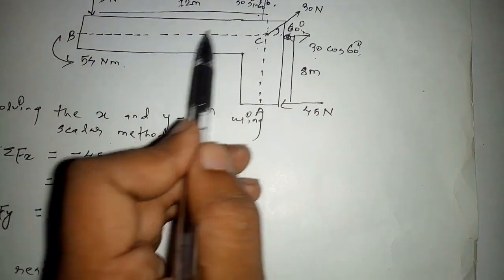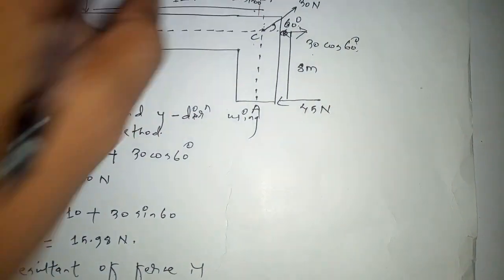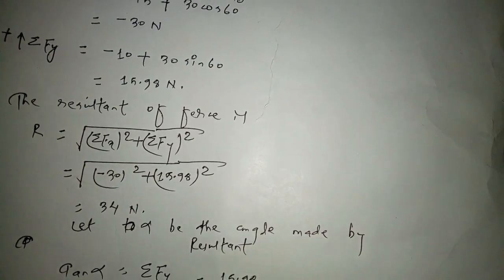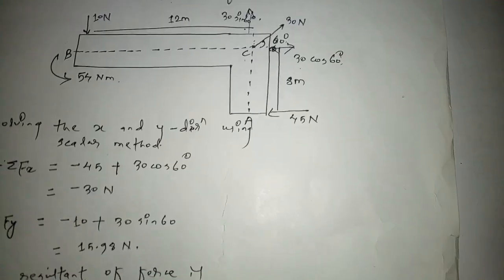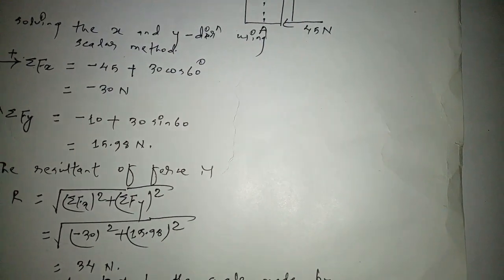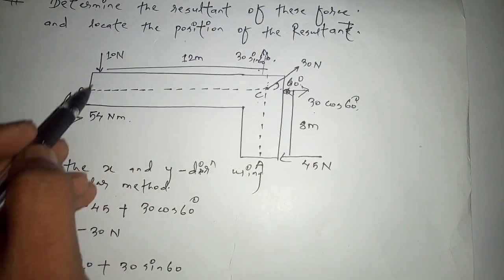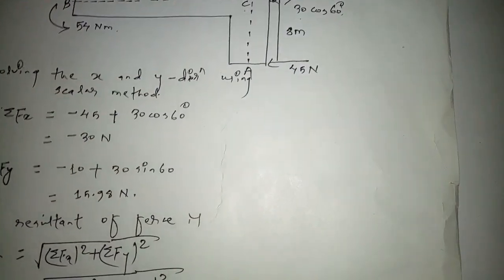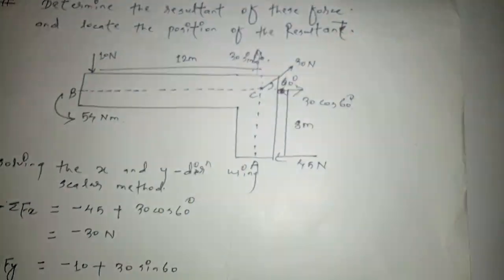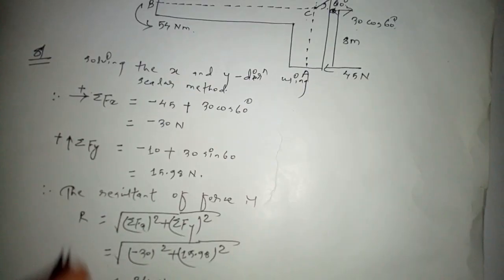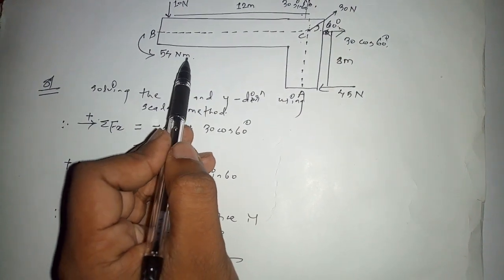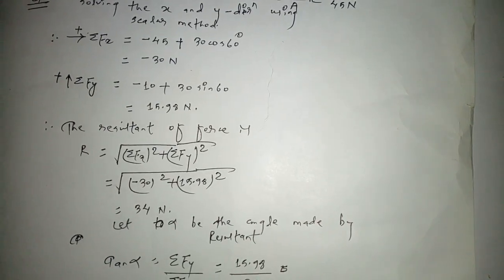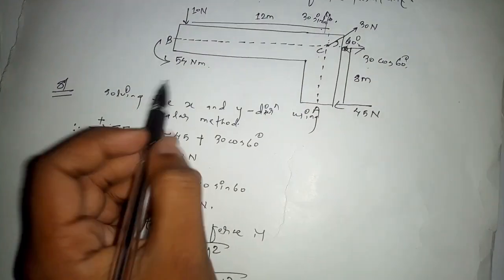Now the 45 is in the clockwise direction. Therefore, writing clockwise as positive, 45 into the total distance, which is 8, and the 10 newton is in the anti-clockwise direction. Put your hand here and turn this one, and you will get this direction, so minus 10 into the perpendicular distance, which is 12, and the 54 newton meter is the couple, so we have to also add this one.